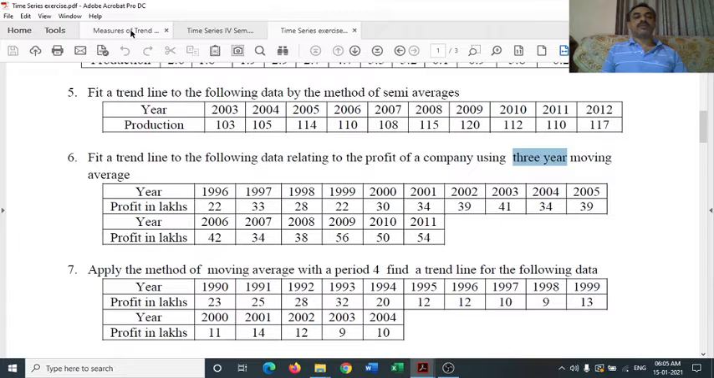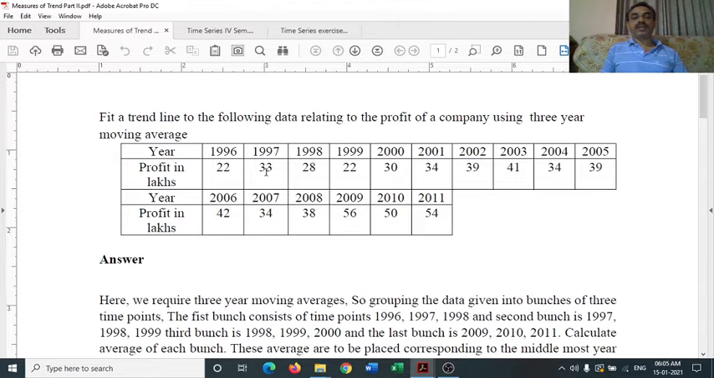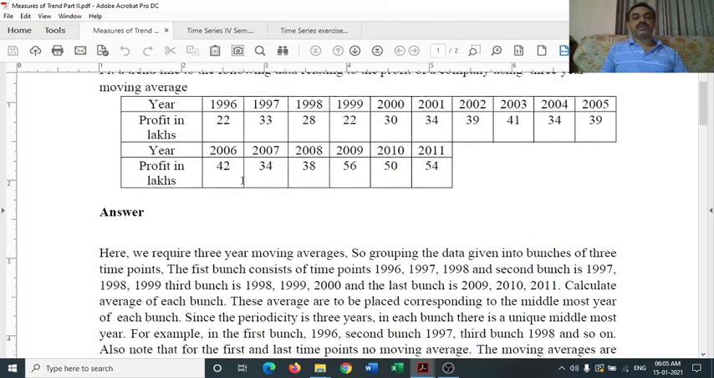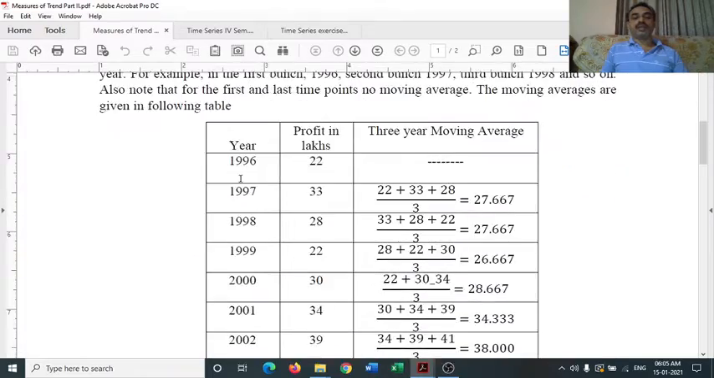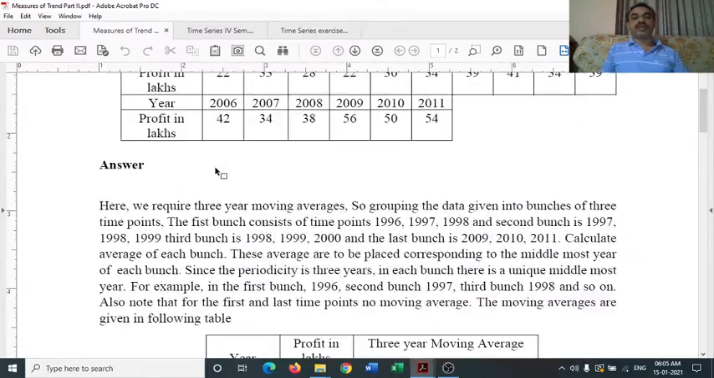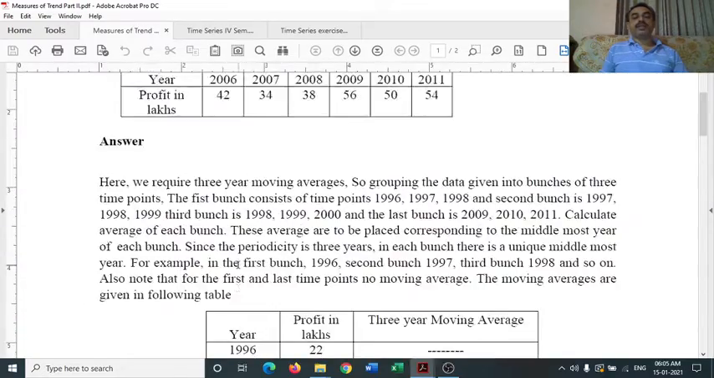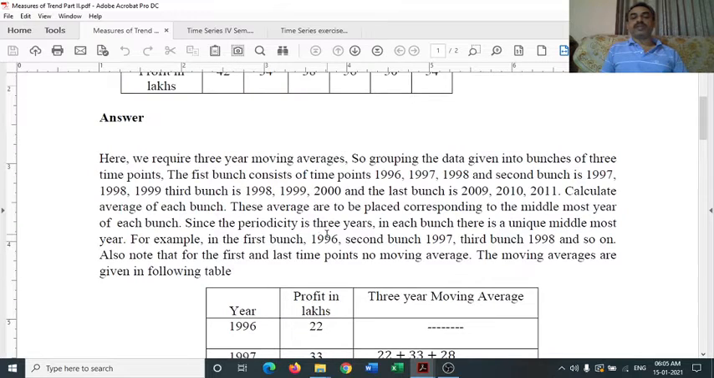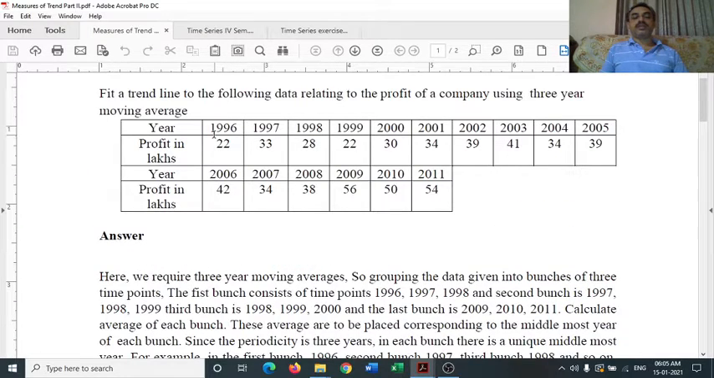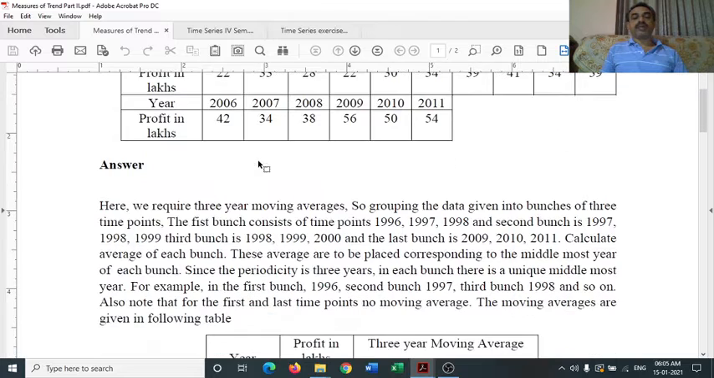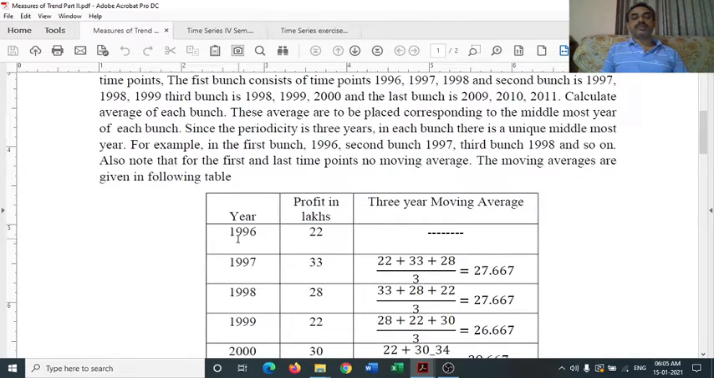So when we come to the answer of this question, I have rewritten the question here. First of all, we are writing the data column-wise, starting from 1996 to 2011. Then we divide this data into bunches of 3 years, because the moving averages are to be determined for a periodicity of 3 years. That's why we divide the set of time points into bunches of 3 years.